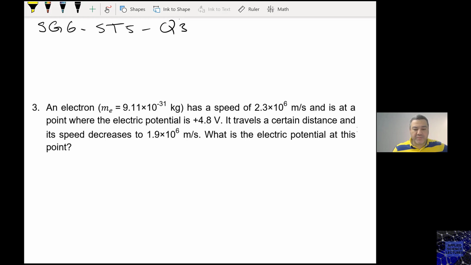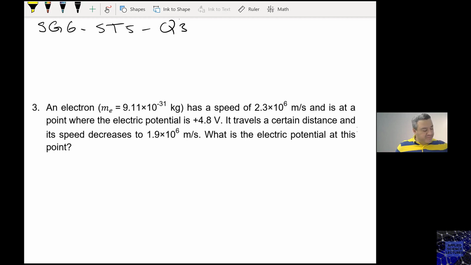An electron that has a mass of 9.11 × 10^-31 kilograms has a speed of 2.3 × 10^6 meters per second and is at a point where the electric potential is 4.8 volts. It travels a certain distance and its speed decreases to 1.9 × 10^6 meters per second. What is the electric potential at this point?